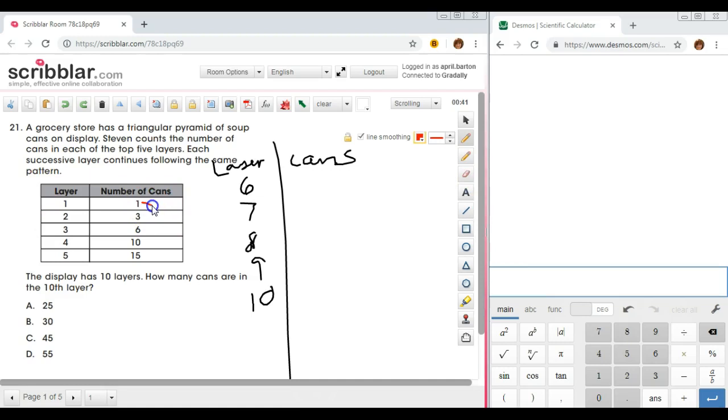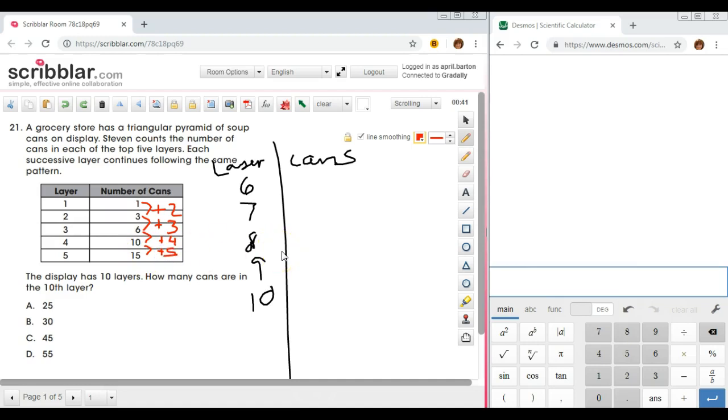So from 1 to 3 cans, we either are going to end up adding or multiplying. Most patterns are based on addition or multiplication. So from 1 to 3, then we add 2 cans. From 3 to 6, we add 3 cans. From 6 to 10, we add 4. And from 10 to 15, we add 5.